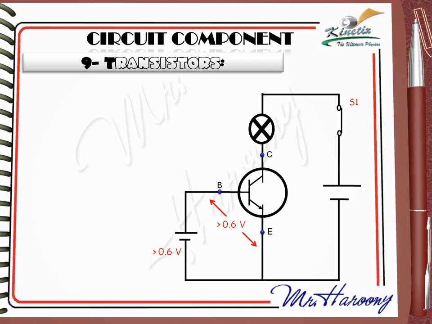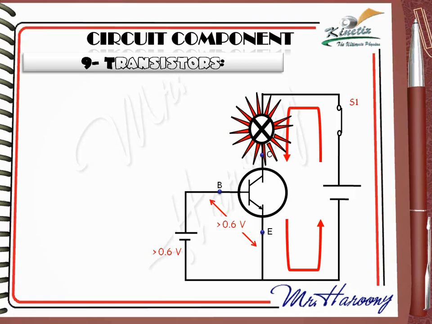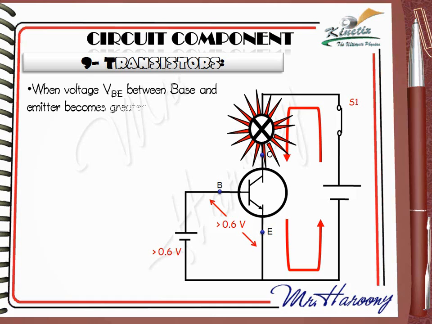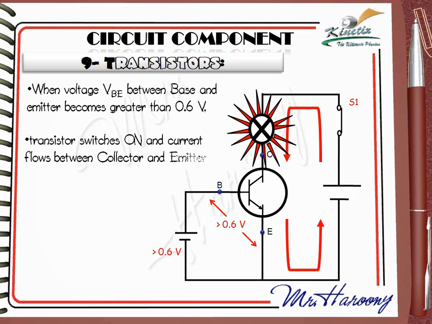Once this happens, the transistor becomes on and allows the flow of current in the bigger circuit between collector and emitter. The current flows and the bulb lights. In a few words, we can summarize the way the transistor works as follows. When the voltage VBE between base and emitter becomes greater than 0.6 volts, the transistor switches on and the current flows between the collector and the emitter.